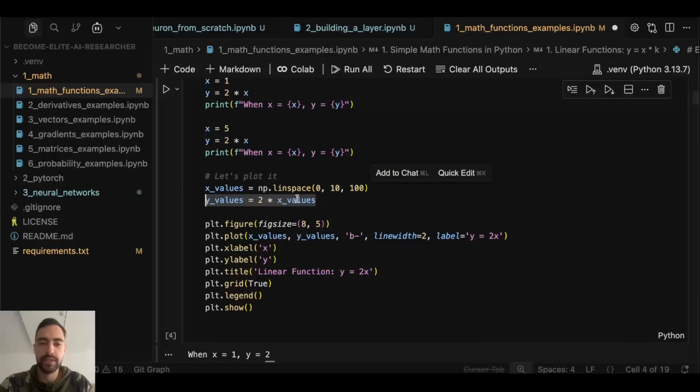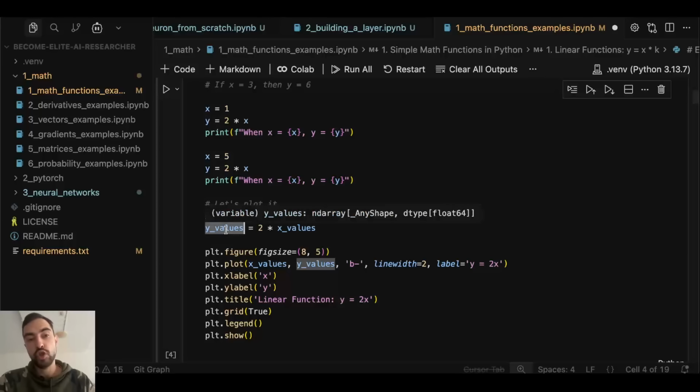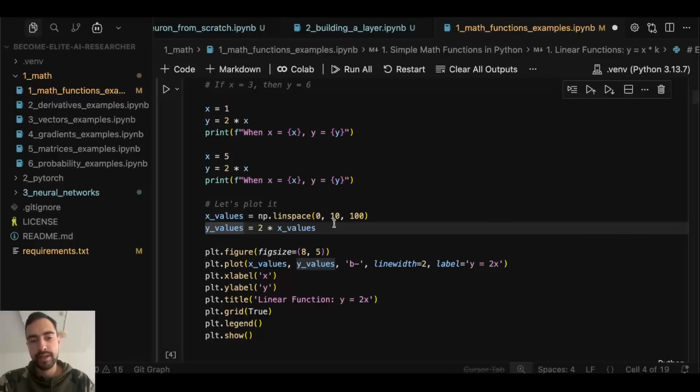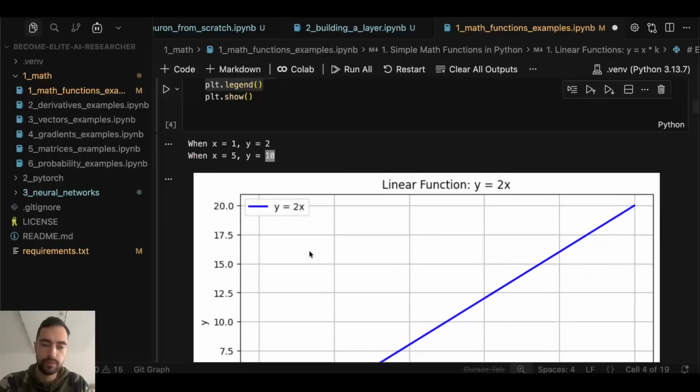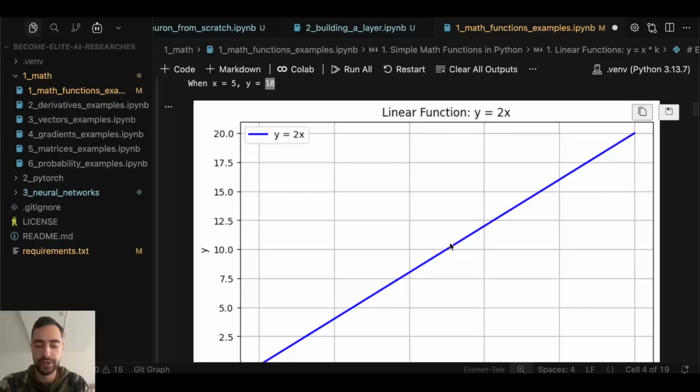So 2 times these x values. So y will also be an array of 100 numbers, but each element will be 2 times the corresponding element in x. So if it's 3, it's going to be 6 here. 4 will be 8, etc. And then we just use this to draw. And that's how we draw the linear function here.